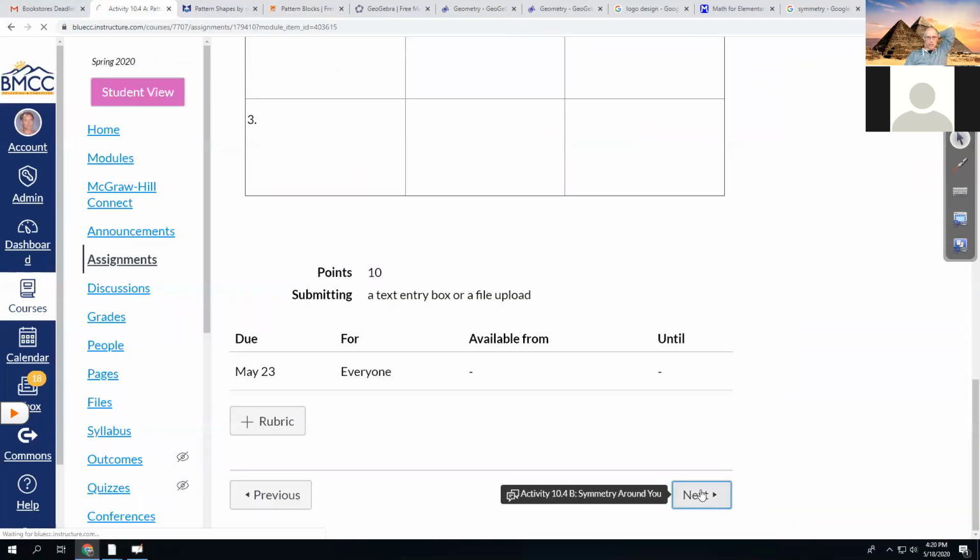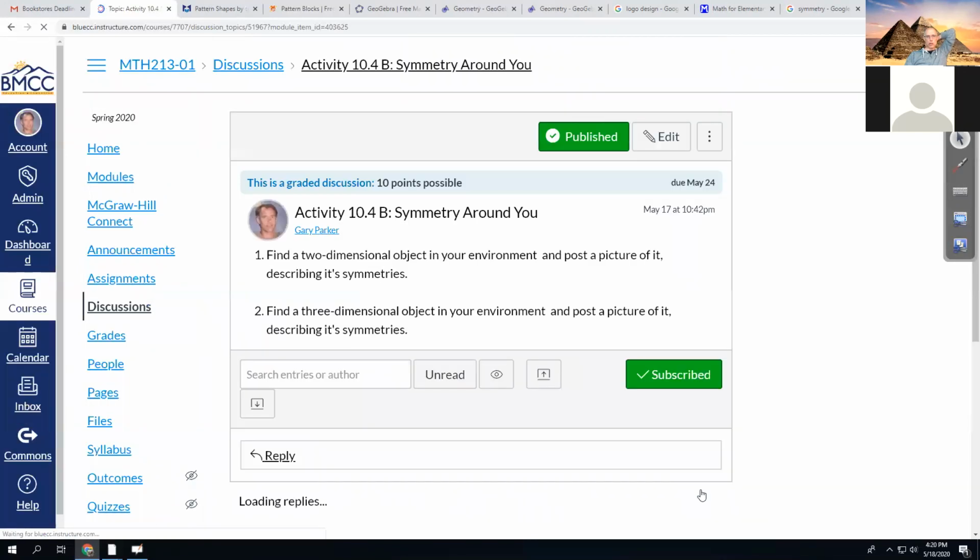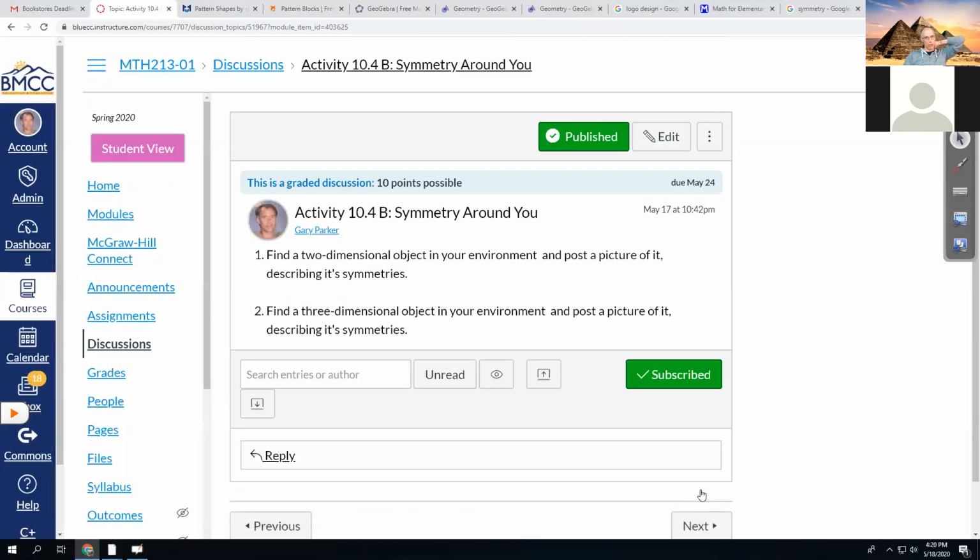The next activity is like last week's, where I want you to look around your environment and find me something cool. I would like you to find a cool 2-dimensional object that has some symmetry to it and tell us about the symmetries. If you could include a picture, that would be delightful. And then find a 3-dimensional symmetric object and post a picture of it describing its symmetries.